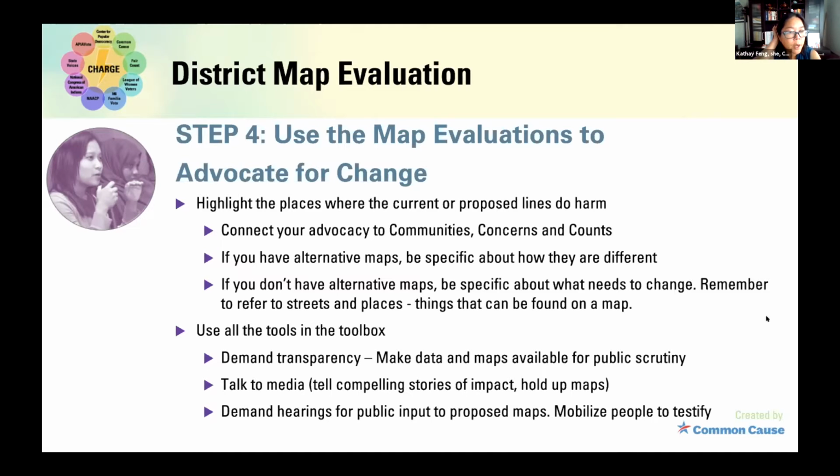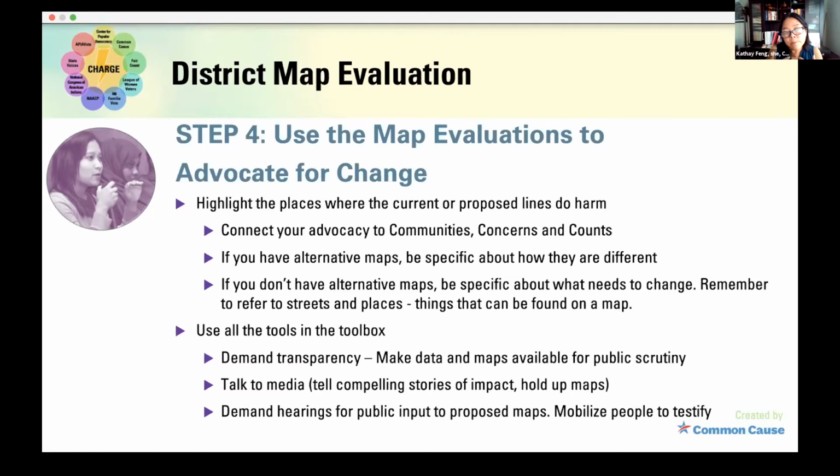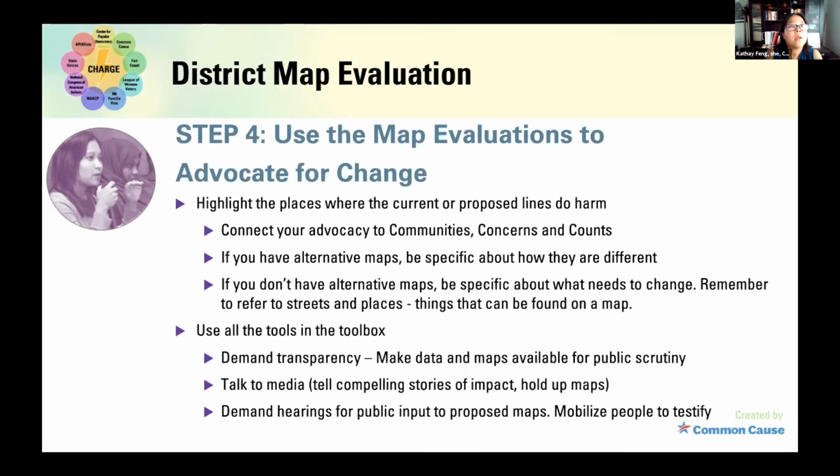You'll also want to use every single tool in the toolbox. So demanding transparency by asking for that data and those shapefiles, demanding that hearings for public input are actually real hearings where people are listening, and then talking to the media whenever you can. Again, you can use visuals like holding up maps, but you can also tell really compelling stories of impact, because all of those are things that can sometimes bring a legislature to the negotiation table because they don't want the bad press. Next slide.